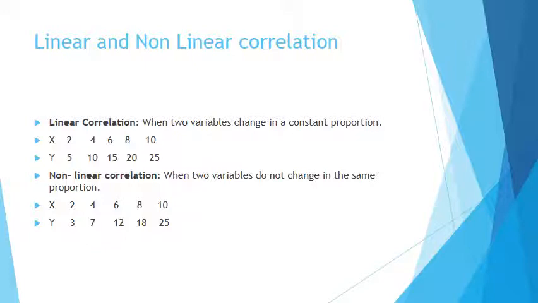Whereas non-linear correlation, when two variables do not change in any constant proportion, such a relationship does not form a straight line. For example, x changes from 2, 4, 6, 8, 10, whereas value of y changes in the same direction but not in constant proportion. For example, 3 to 7, 7 to 12, then 18 and 25.